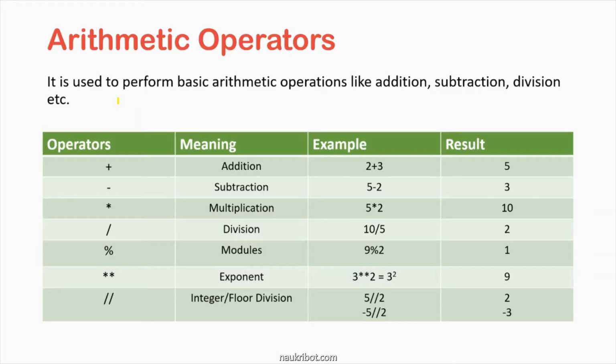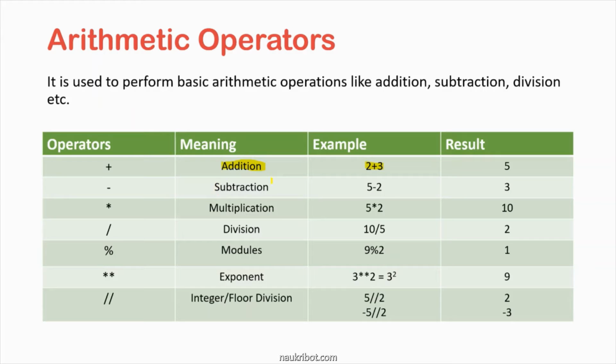But there are three different types of operators also present in Python: the modulus operator, the exponent operator, and the integer or floor division operator. First of all, we will see the addition operator. Addition is just, if we do 2 plus 3, we get the result 5. Can you tell me what the operator is here and what the operands are? Here 2 and 3 are the operands and plus is the operator.